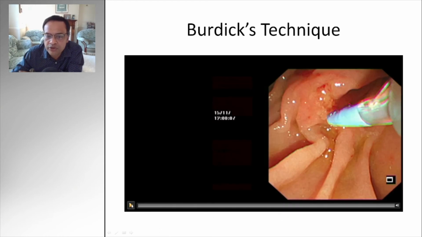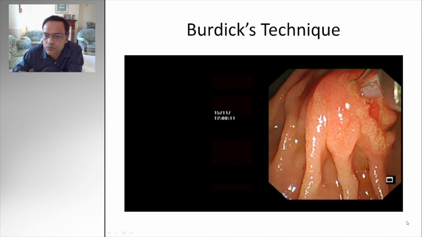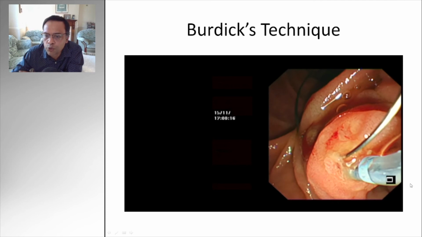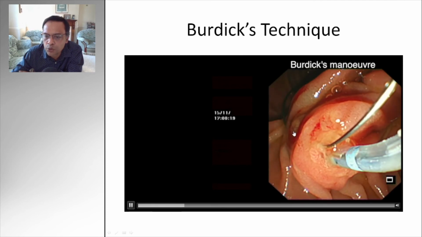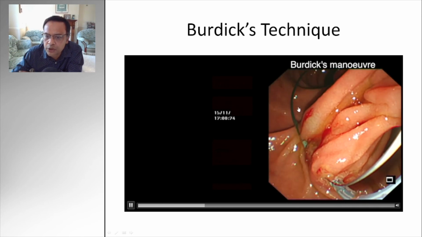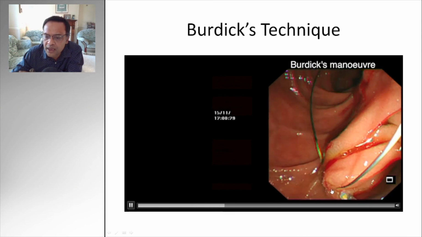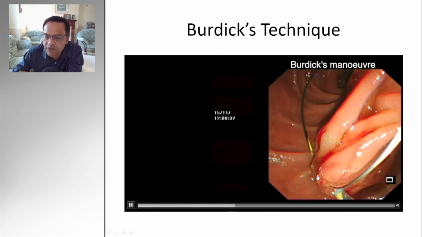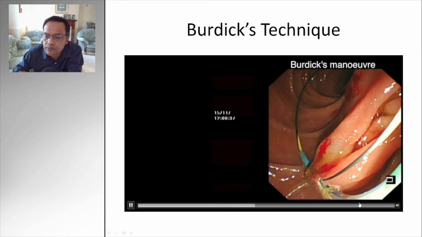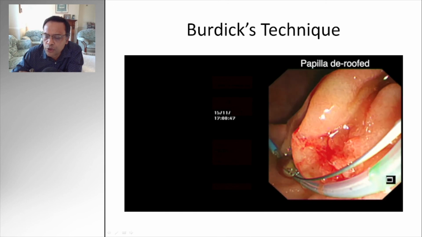Here is a video example. Whilst attempting biliary cannulation, a false passage is created. You can see a wire which has passed through a false passage and has come out into the duodenal lumen. The idea with the Burdick's technique is to cut the mucosa above the papilla, and by so doing, we expose the submucosal structures.